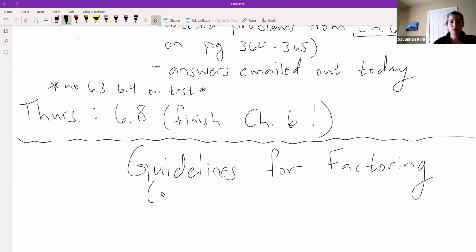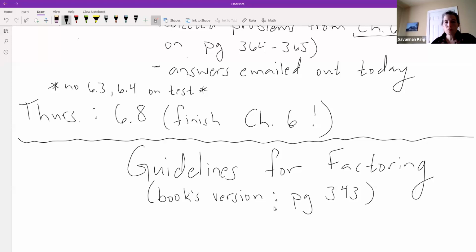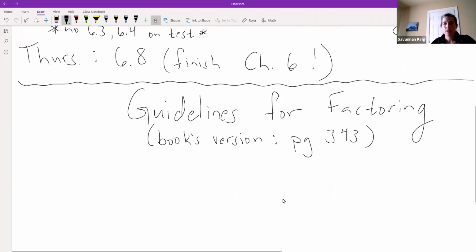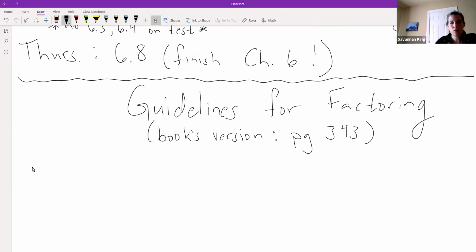Guidelines for factoring. You can find the book's version at the beginning of the integrated review. So this is page 343. If they write it out a little bit different, which they will, don't worry too much about that. But basically we want to break down any and all factoring problems into a few common steps. And the very first one, because it's easy to start jumping ahead of ourselves.